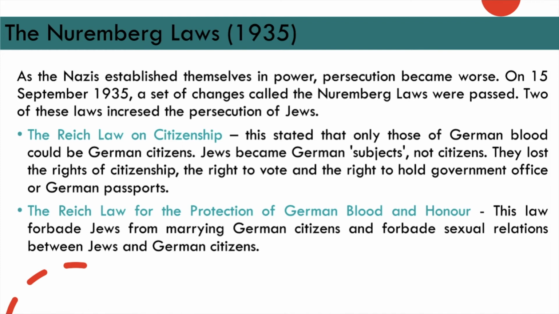The Reich Law for the Protection of German Blood and Honour. This law forbade Jews from marrying German citizens and forbade sexual relations between Jews and German citizens.